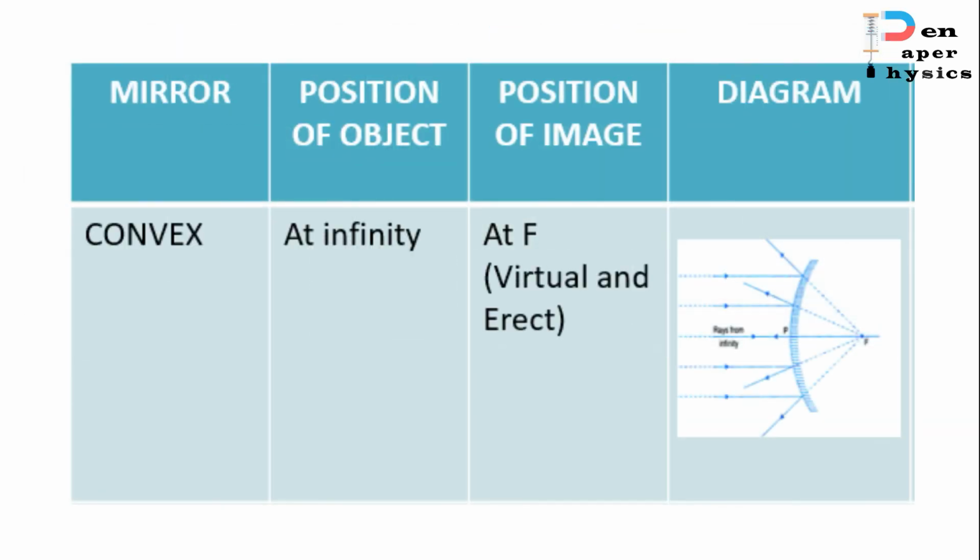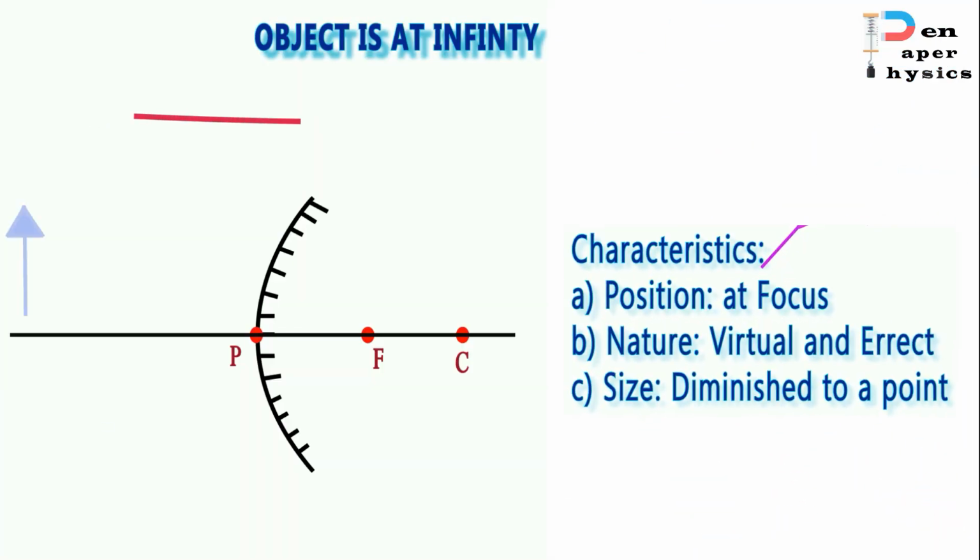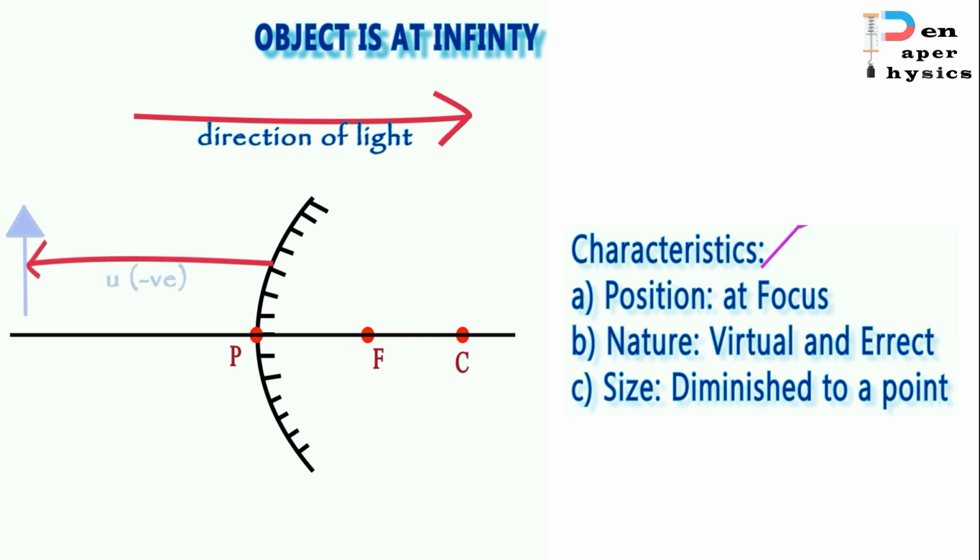Now we will move to the convex mirror. The first case that we will learn over here is when the object is at infinity. The image is produced at F, which is a virtual and erect image. First we will consider the direction of light, which is towards right. To find U, the arrowhead is moving in the opposite direction of light, so U is negative. To find V, which is produced at F, the arrowhead is moving in the direction of light, so V is positive.